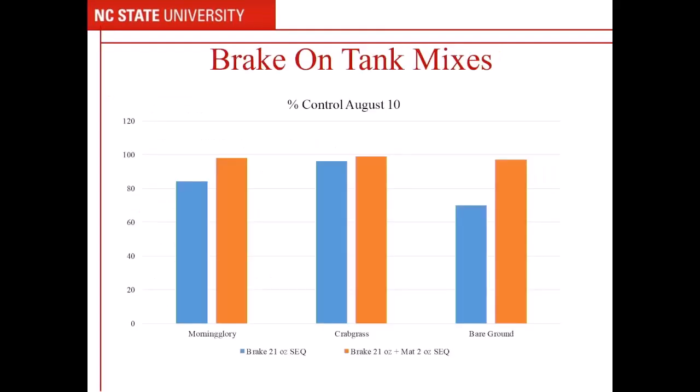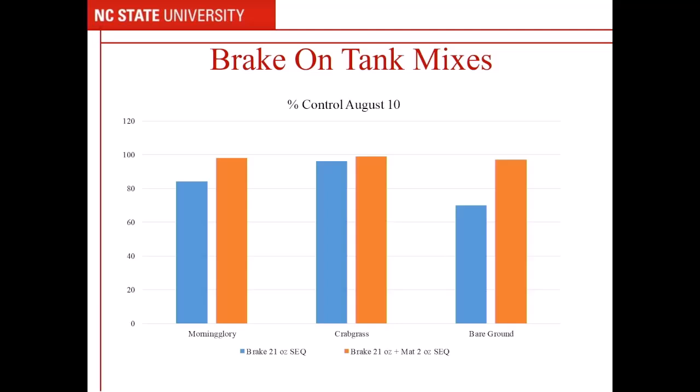This is some work we did where we did some sequential applications. That was 21 ounces, this was in apples actually, 21 ounces in March, followed by another 21 ounces in June. Obviously with blackberries, that application couldn't be made that late, but we could make it in that February time frame and follow it up maybe in that early May or late April time frame, depending on the variety you've got.